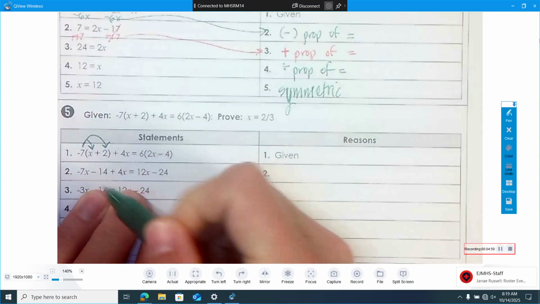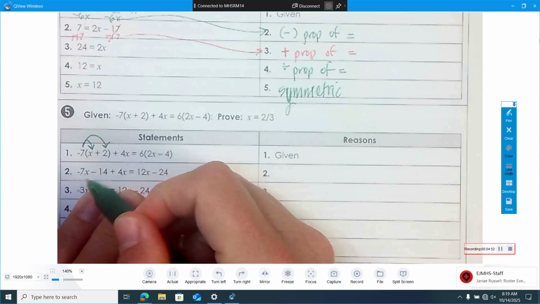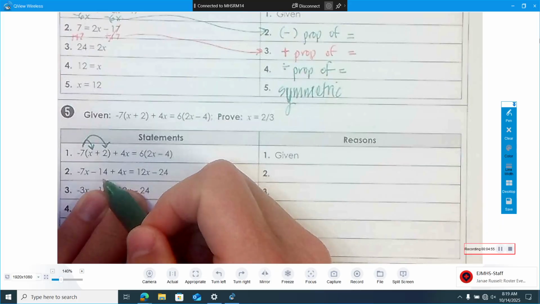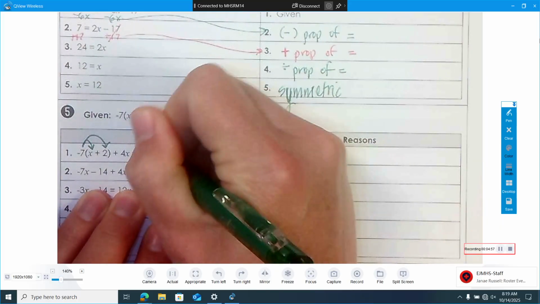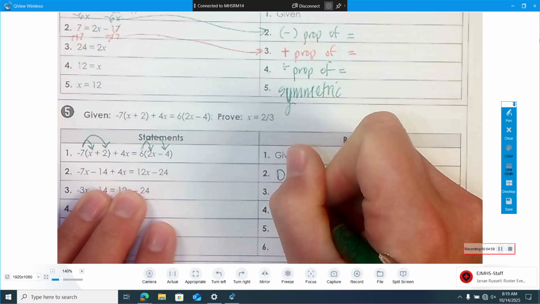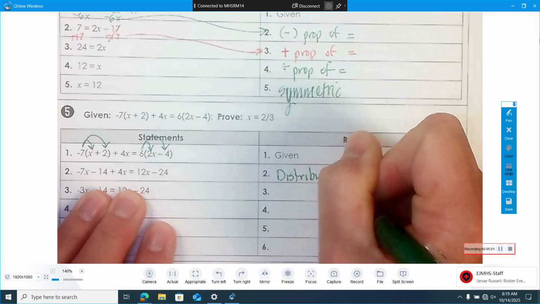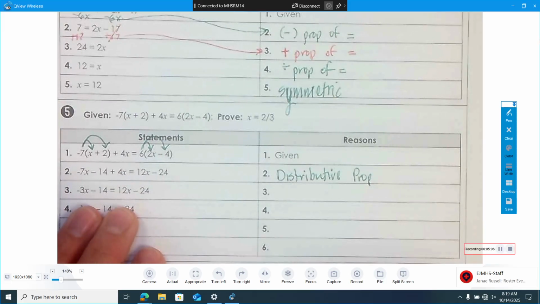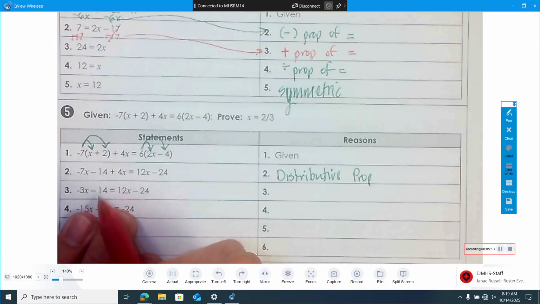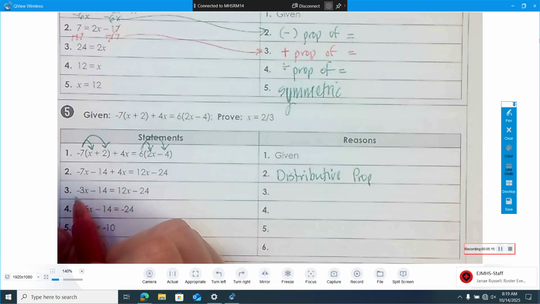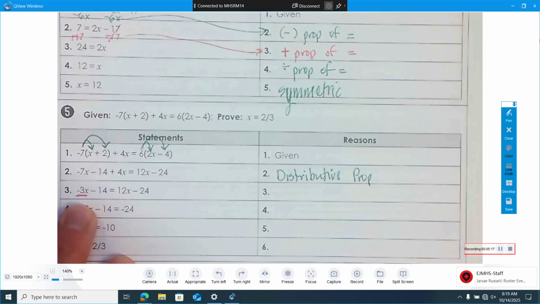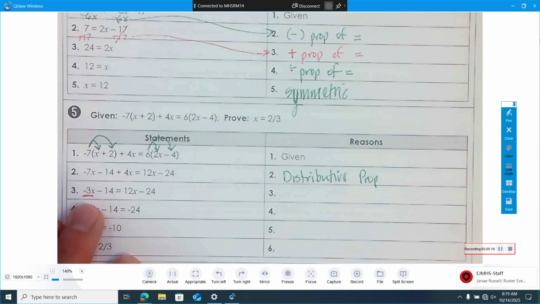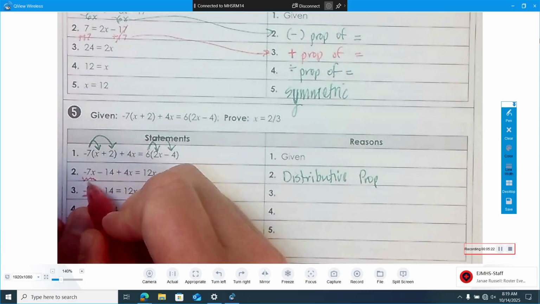We can see clearly we went from negative 7 times x to negative 7x. Negative 7 times 2 is negative 14. So we did distributive property. Distributive property. All right, then in step 2 to step 3, you'll notice the negative 14 stays the same, but this negative 3x is the difference. Why? How did it become different? Combining like terms. Very good.